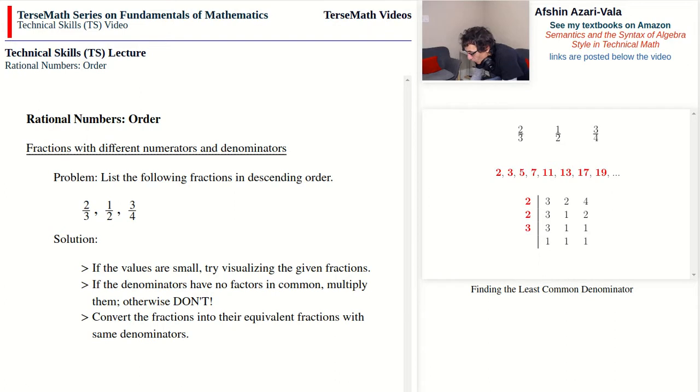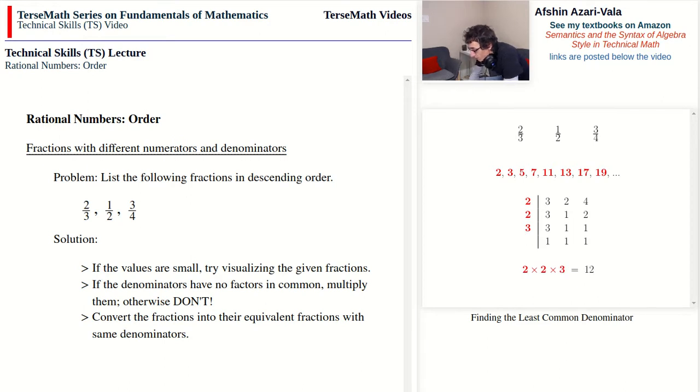Once you get to all 1s, then you're pretty much done with this process, which is called prime factorization. And what we do is we take the prime numbers that have come up, 2, 2, and 3, and multiply them. And that is guaranteed to give you the least common denominator, 12.